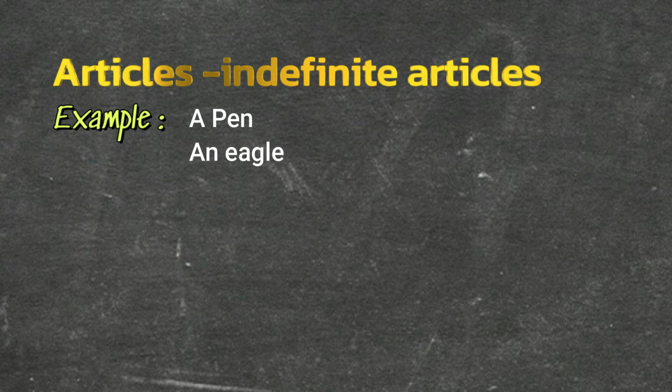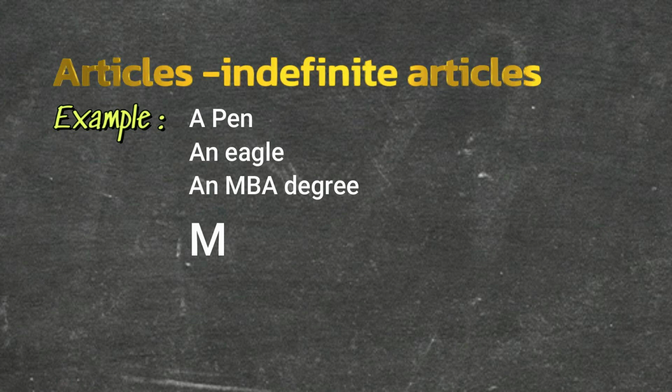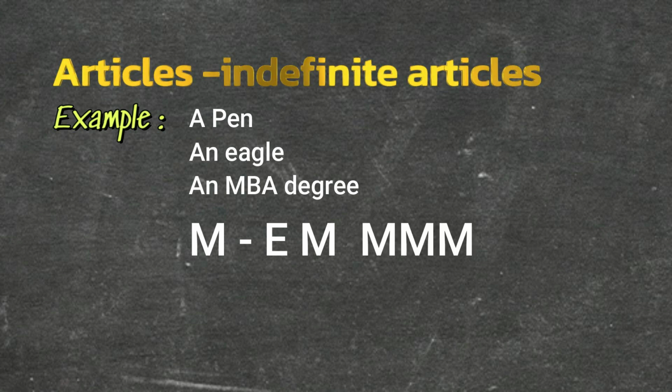Next, we say an MBA degree. Is it correct? Should we use a instead of an? It means a MBA because M is a consonant letter. But an is the correct article. If you listen carefully, MBA starts with M. How do you write the sound of the letter M? E-M, right? The sound is em. Because the sound is a vowel, we use an.